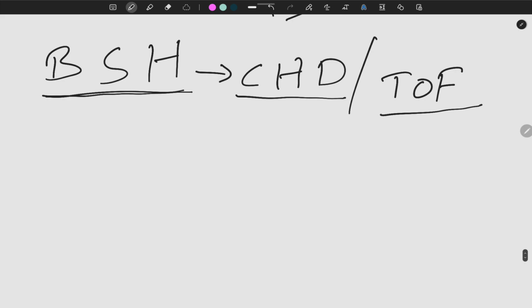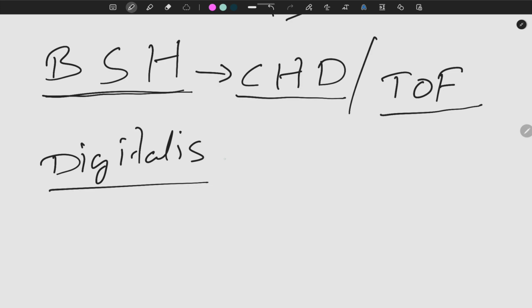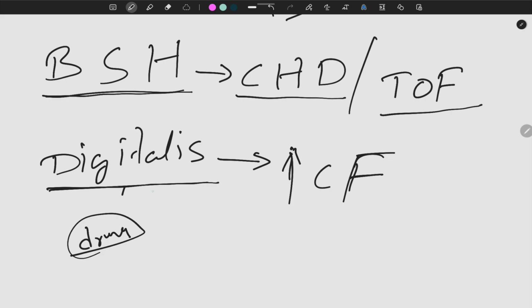So the next one is digitalis. What is digitalis? It is nothing but it will increase the cardiac function. I mean, contractions of the myocardium will take place with the help of digitalis. So artificially we can give the drugs. Digitalis drugs will increase the cardiac contraction.